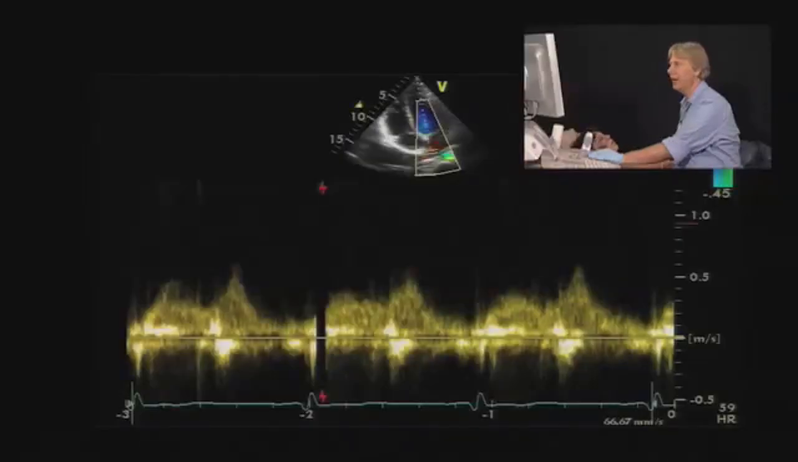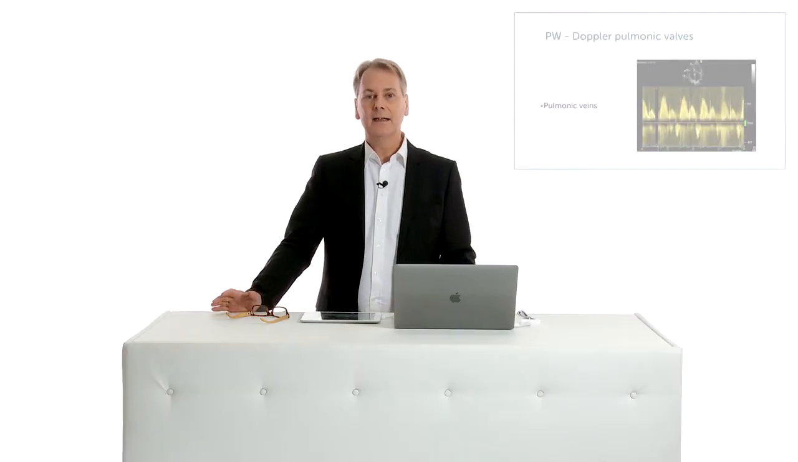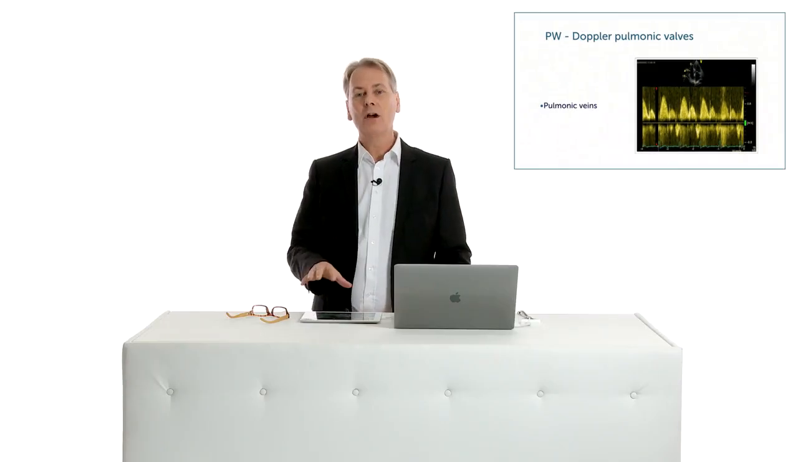So what you see here now is you see the typical systolic component, the diastolic component, and the retrograde component of pulmonic venous flow. And optimally, you will get a signal which looks like this, where you have both a systolic and a diastolic component, which also has a retrograde component where flow is again pushed back into the pulmonic veins. We'll talk more about how to interpret these signals in the chapter on diastolic dysfunction.